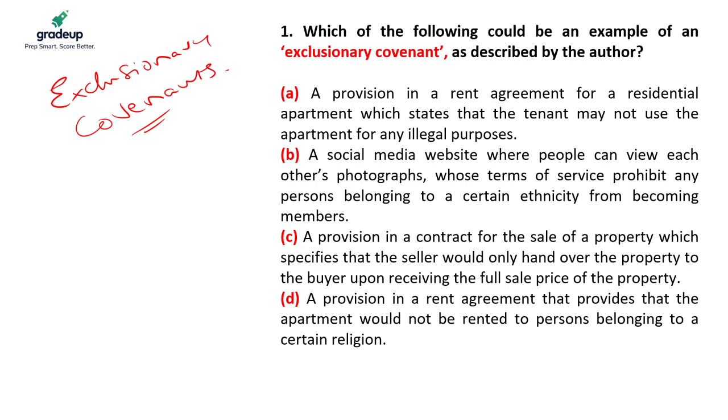Having said that, read the passage at your own leisure and understand these two points: that the passage is about exclusionary covenants, and how the courts have found a way to keep this outside the purview of the agreements. Now this is in terms of non-movable properties, immovable properties. So which of the following would be an example of an exclusionary covenant as described by the author?